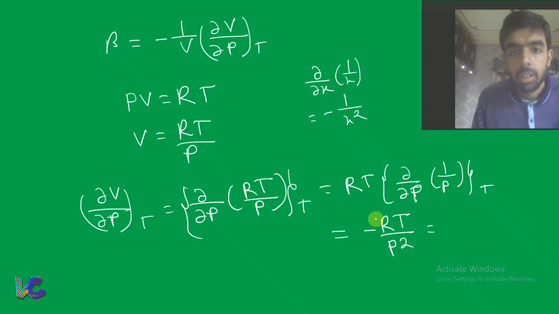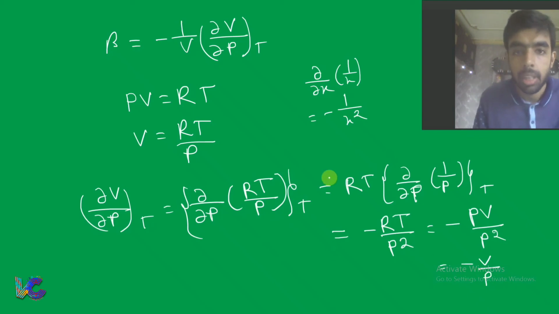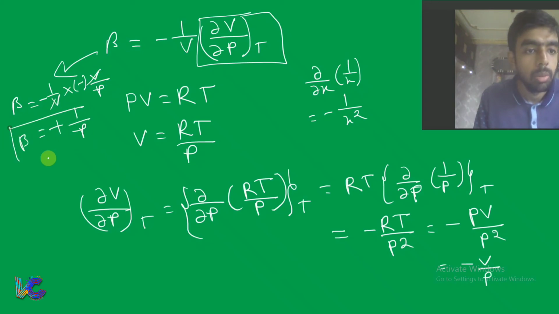Fine. Now RT means PV, so minus PV by P square. That means you have minus V by P. This value is minus V by P. So if you put beta equal to minus 1 by V times minus V by P, minus minus will be plus, V will cancel out, and there will be 1 by P. So beta is 1 by P.